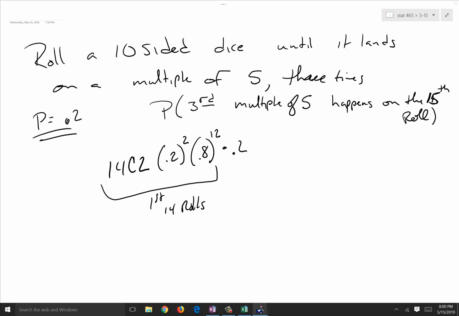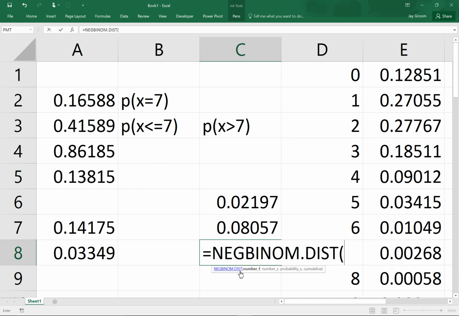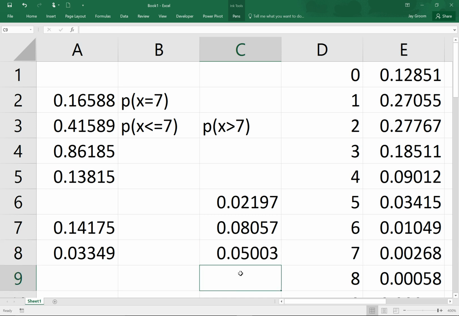Or, if you like it better, and I do, negative binomial. Number of failures is 12. Number of successes is 3. Probability of success is 0.2, comma 0. It's 5%. Exact same probability. Whatever works for you works for me. I like negative binomial because there's not a whole lot to the thing.